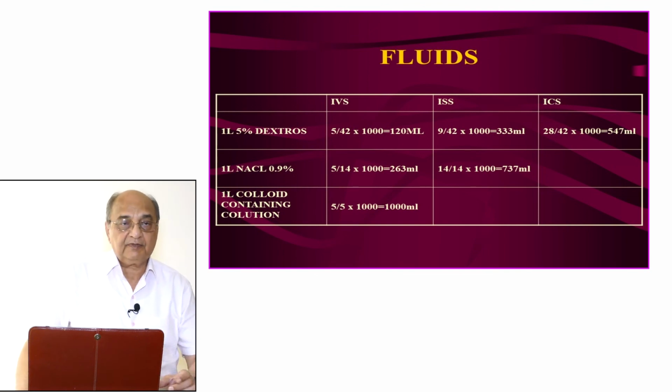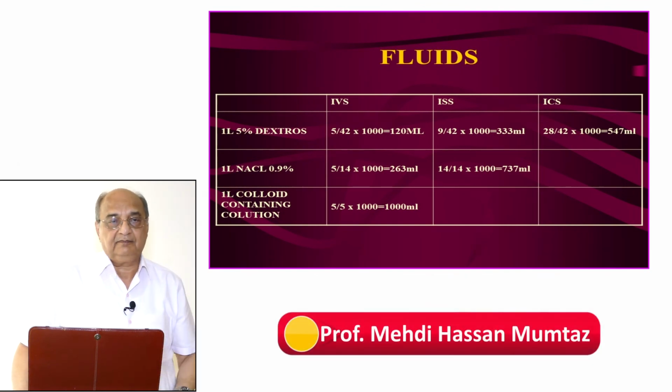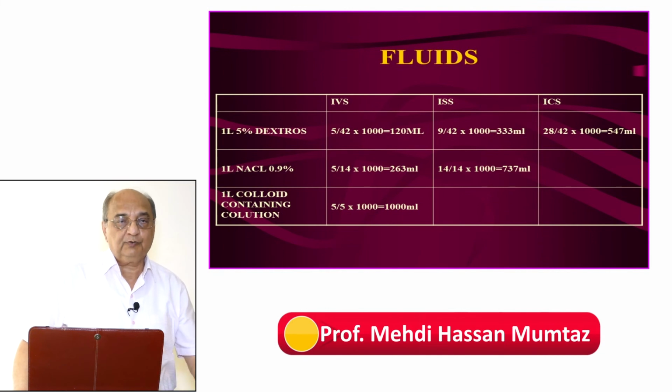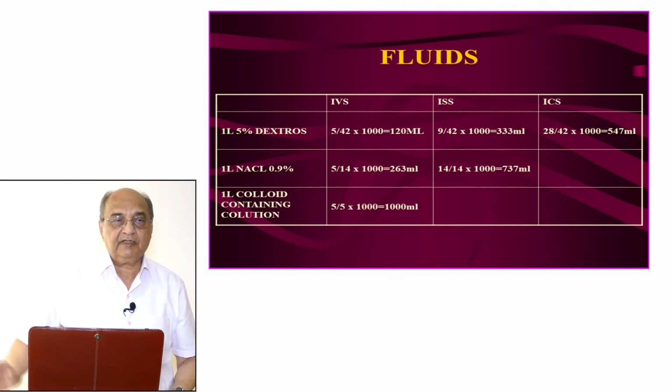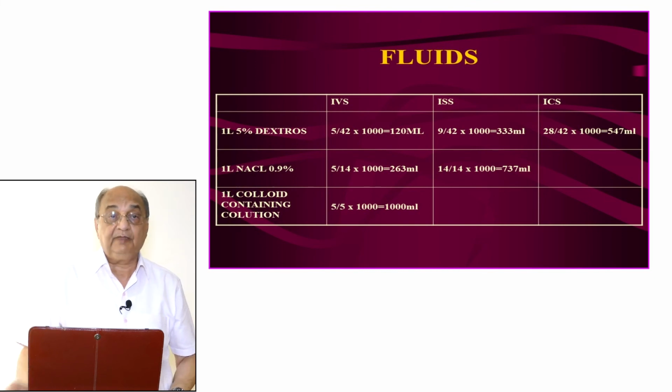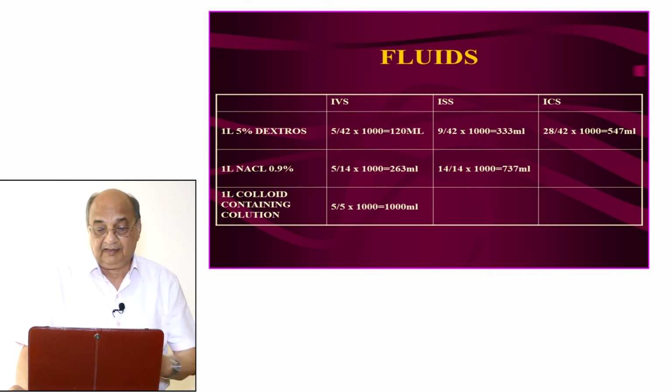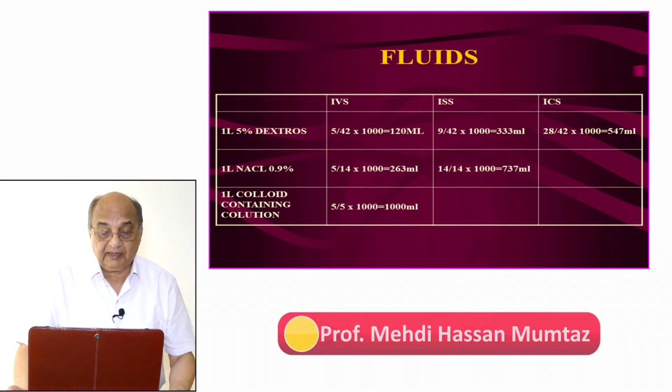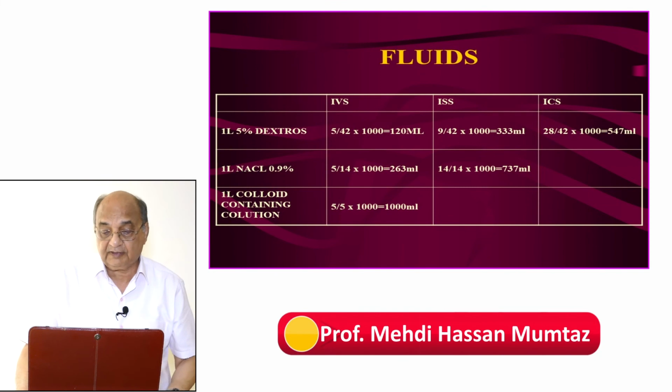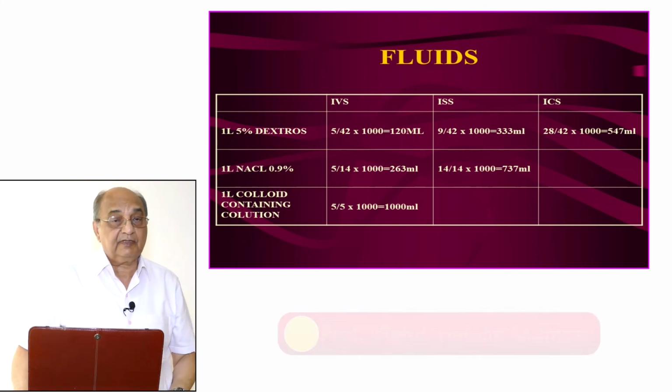263 mL of saline will stay in the vessel. The rest will go out. It's better than 5% extra water, but still it is not an ideal solution to resuscitate hypovolemia. It's not ideal because the bulk has gone out. And in the interstitial compartment, there are 14 liters, out of 14 liters into 1000, 737 will stay in the interstitial compartment.